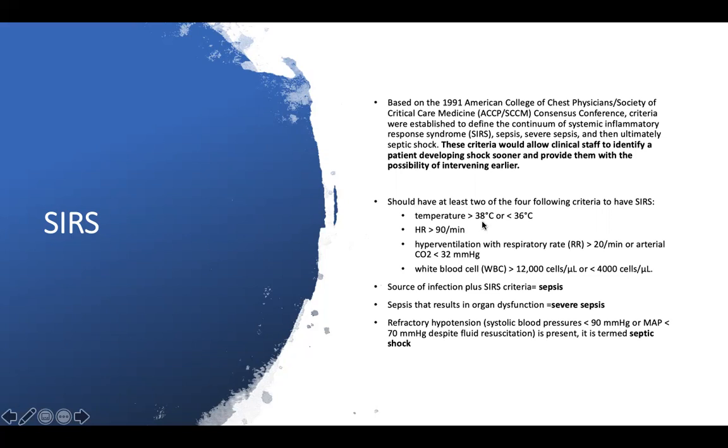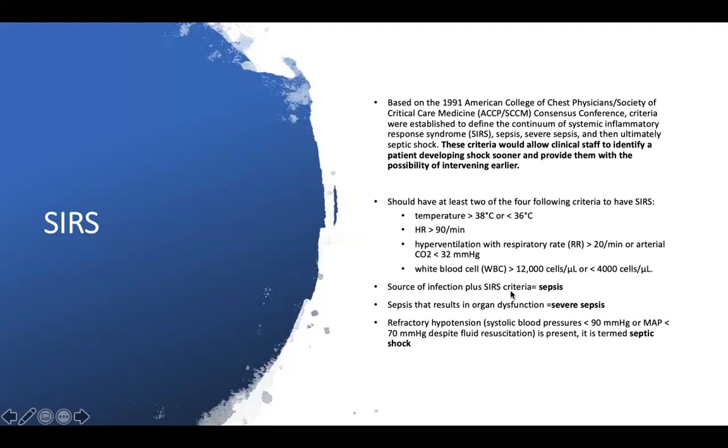So you need two of the four following criteria. So temperature greater than 38 or less than 36, heart rate greater than 90, hyperventilation with respiratory rate greater than 20 or arterial CO2 less than 32, white blood cells greater than 12,000 or less than 4,000. Okay, so you need two of these to meet SIRS.